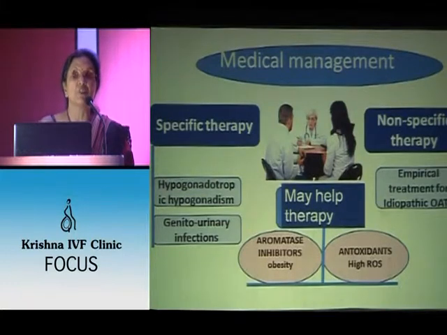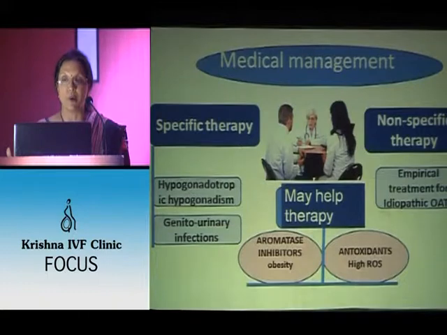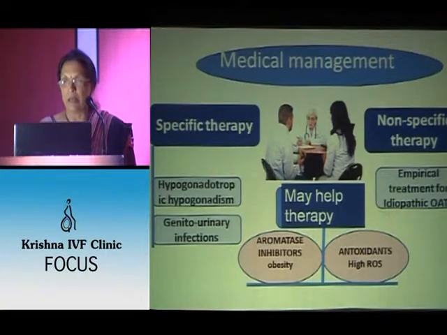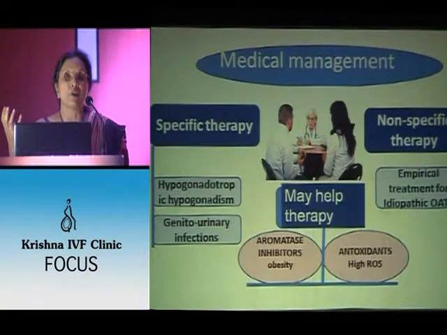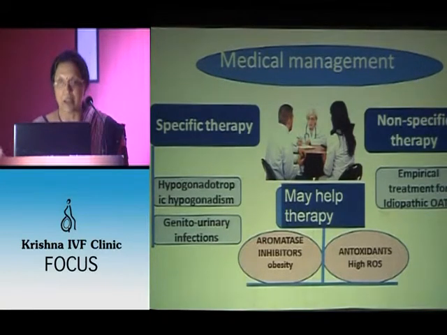Medical management, we've got 3 important facets of managing medically. One is specific therapy, where we have an underlying disorder, where we give therapy, and this is standard therapy which should improve sperm count. 2 is non-specific therapy on the other side of the spectrum. This is totally empirical, and it is for oligoasthenoteratozoospermia where we have got no cause. We can't identify underlying cause.